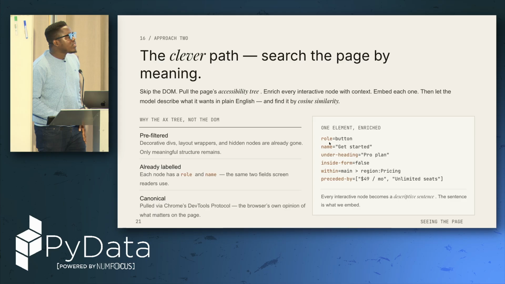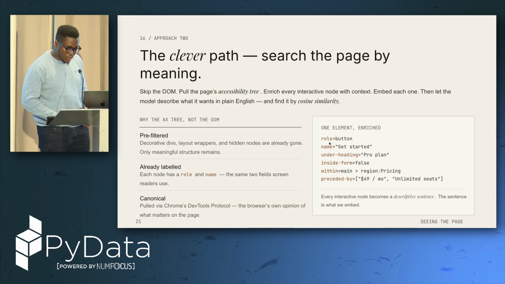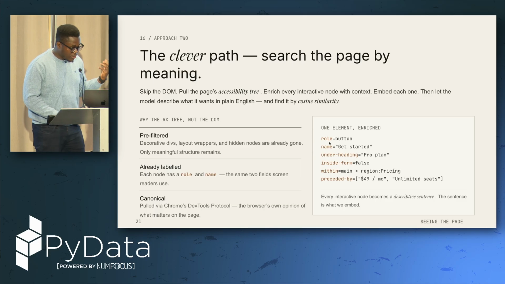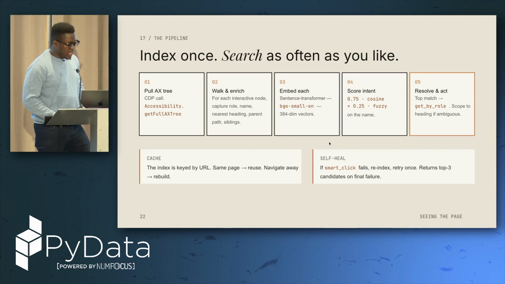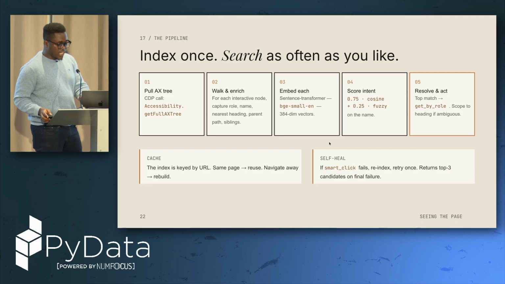I think it's by law these days that every website should have an accessibility layer to it. Having that layer gives this LLM the ability to work from the accessibility tree. We can pull the accessibility tree from the website and use that to guide the LLM to do whatever it needs to do. So like I was saying, we pull the AX tree, we walk and enrich it, then we embed, then we score the intent, then after that we resolve and we act based on that.